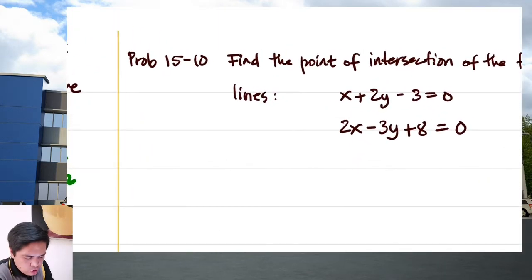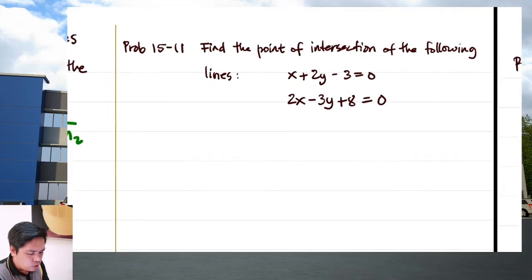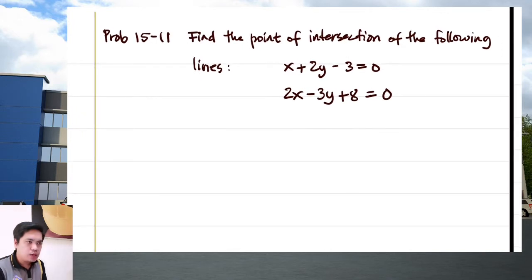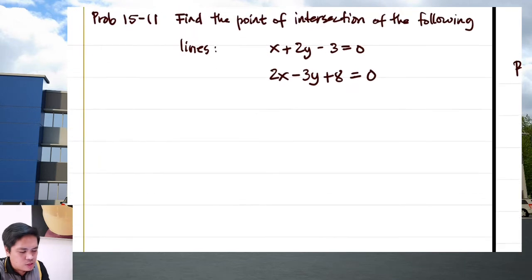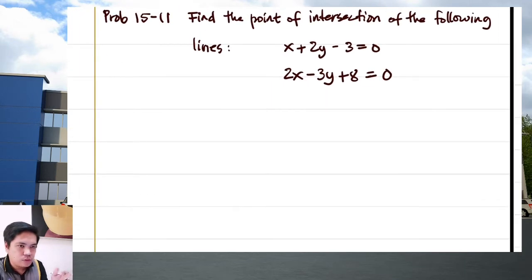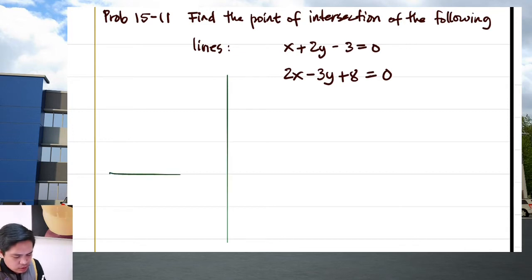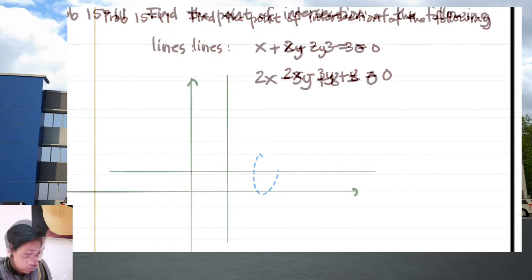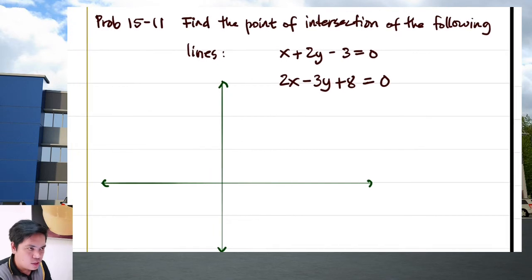This should be 15-11. So for this problem, we need to find the point of intersection of the following lines. Point of intersection, madali lang naman. That's just the common point that the two lines share. So i-plot na lang natin. Madali lang naman ito i-plot. One way of graphing this is by using the slope-intercept form para madaling i-graph.